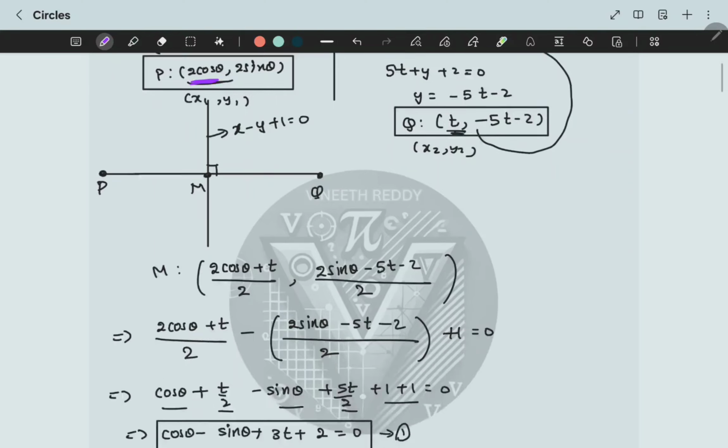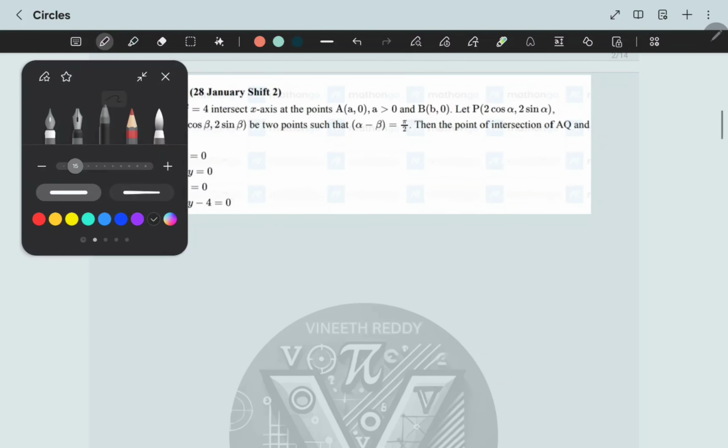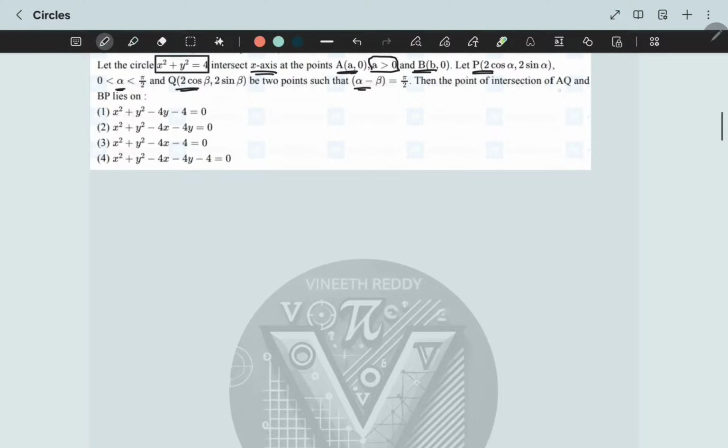Now let us go to the next question, dear students. The next question says, let the circle x square plus y square equals 4 intersect the x-axis at the points A and B, where A is greater than 0. Let P, with alpha in the first quadrant, and Q be 2 points such that alpha minus beta is equal to pi by 2. Then the point of intersection of AQ and BP. Of course, I think this will also be a lengthy question. So let us go step by step.